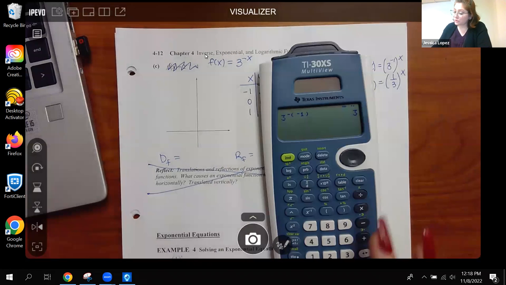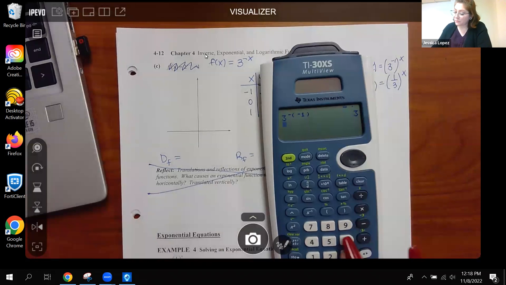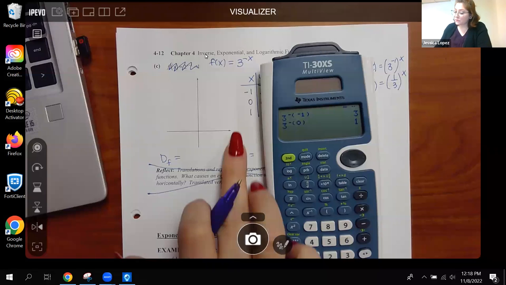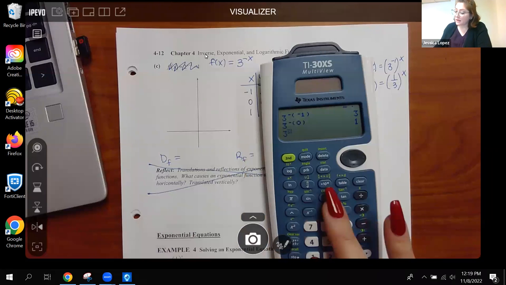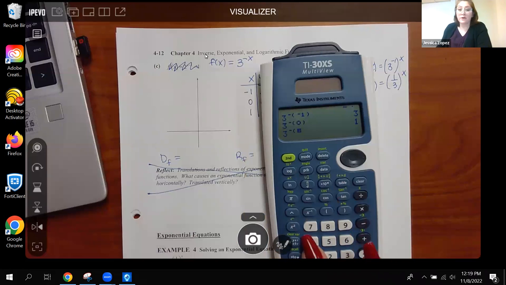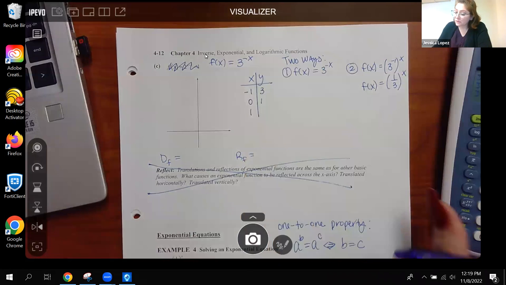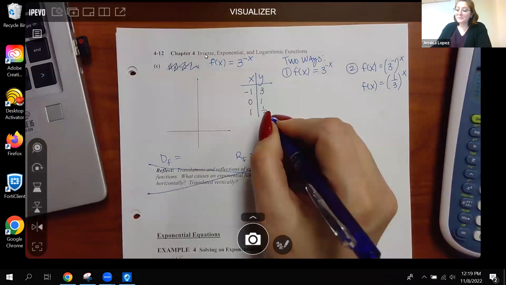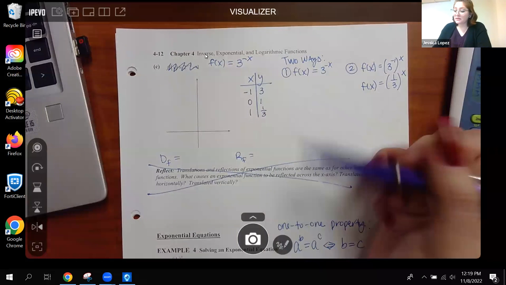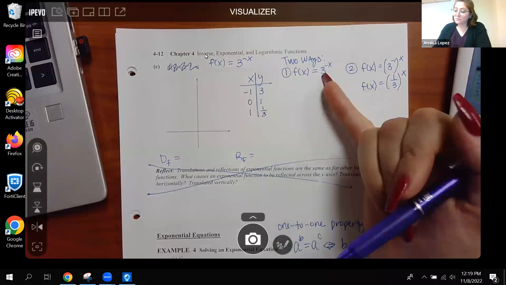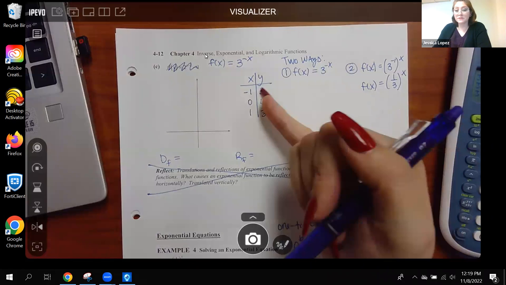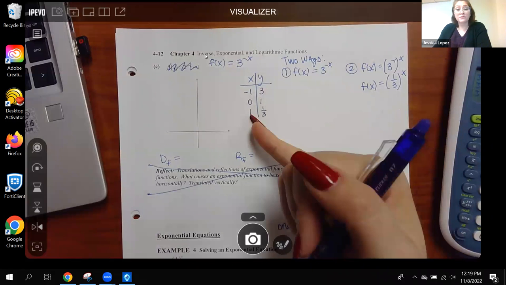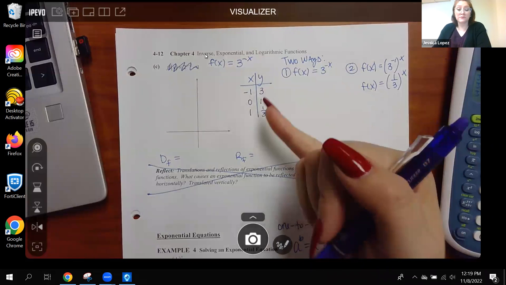If you're not sure, you can always type it in here, 3 raised to the negative and plug in 0. It gives you 1. And then finally, the last one, 3 raised to the negative and plug in positive 1, and we get 1/3. Okay. So it's kind of the opposite of what you thought, because if you look at this, you're like, oh, you have your base 3. Shouldn't the negative 1 give you the reciprocal and the 1 give you the 3 exactly? But we got the reverse.